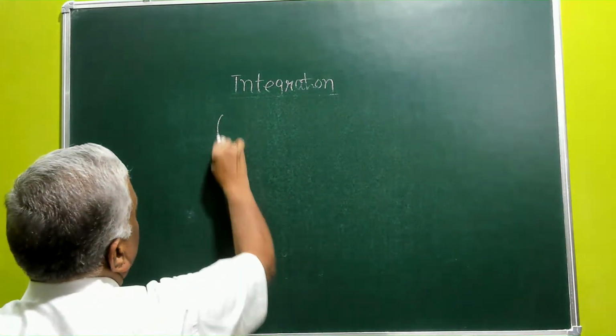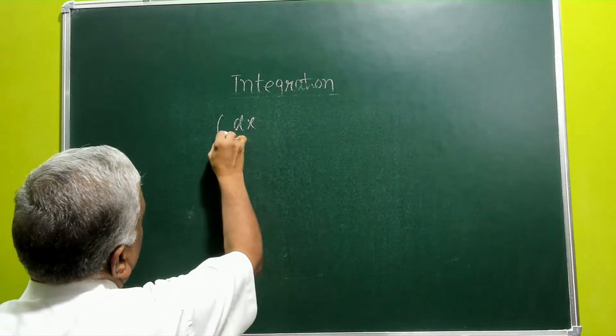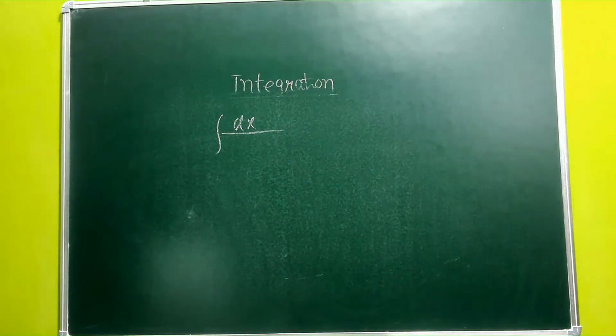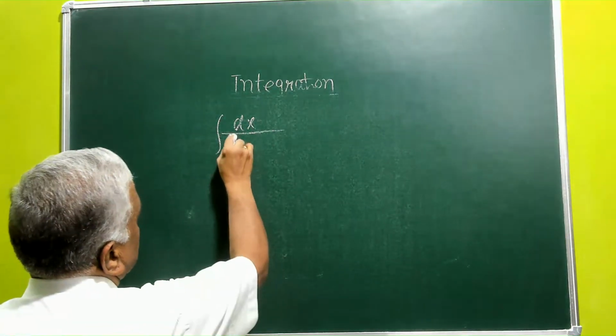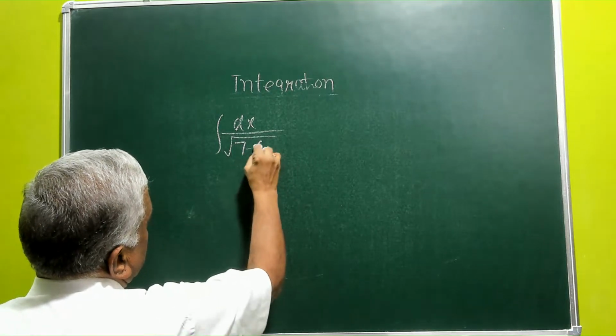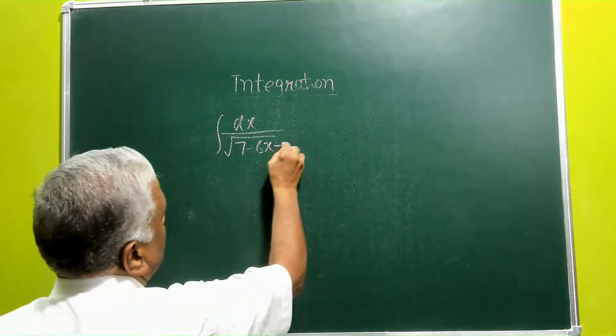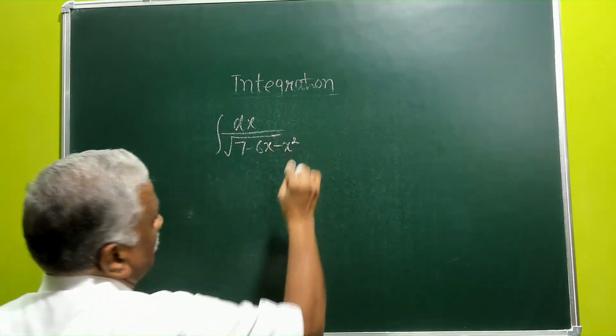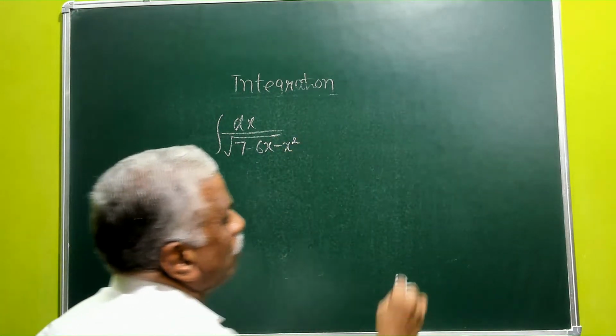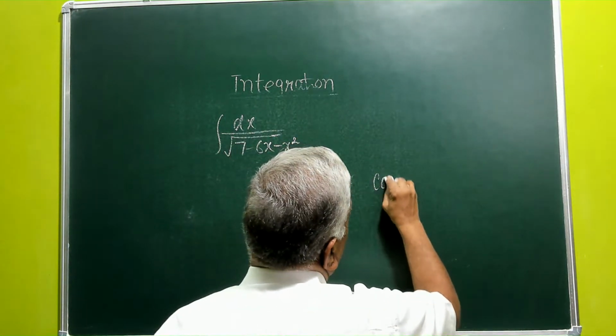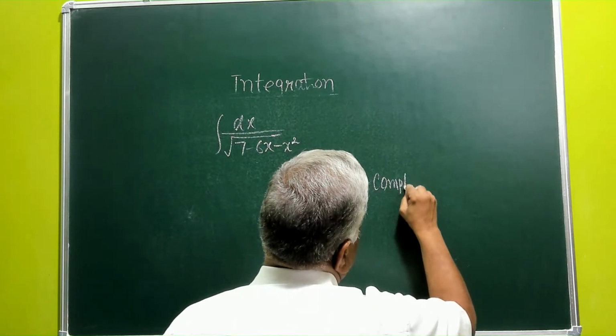dx over root of 7 minus 6x minus x square. See, these are all the problems where you need the knowledge of completing square.